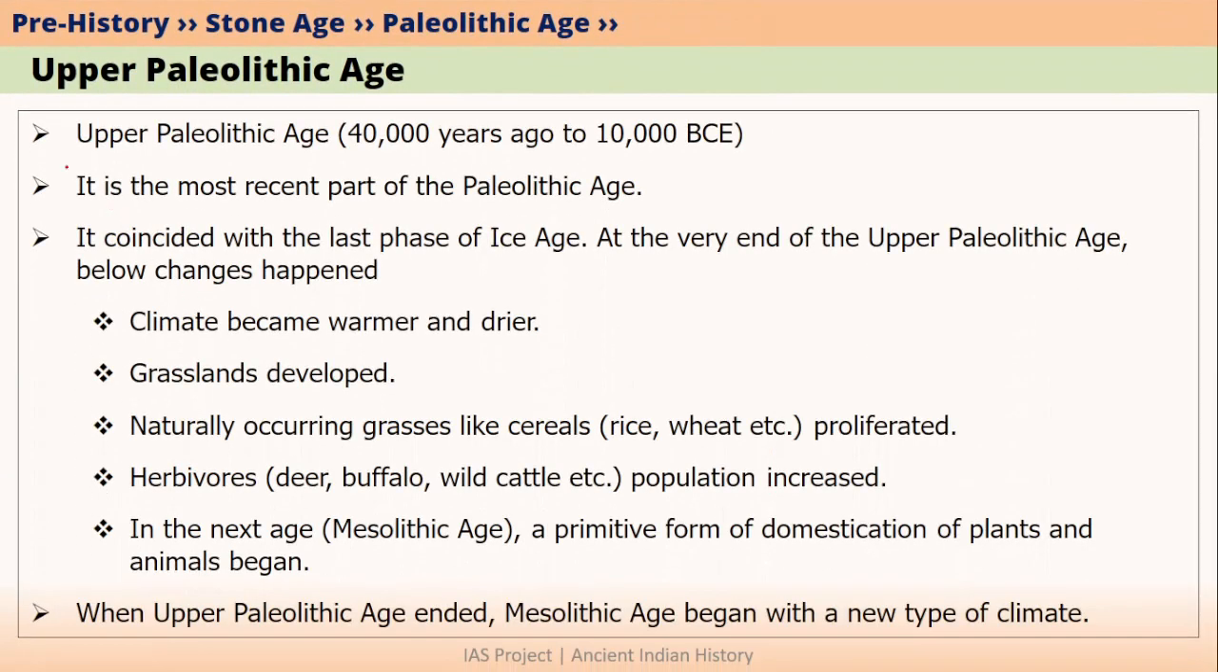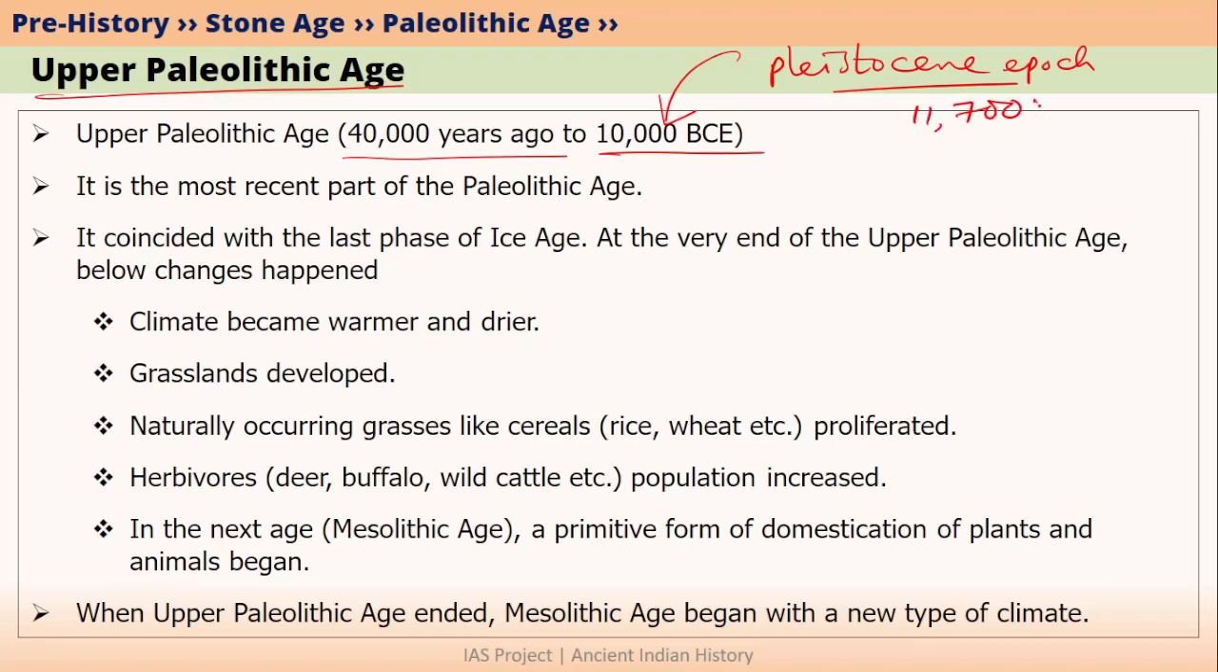The last part of the Paleolithic age was the Upper Paleolithic age. Upper Paleolithic age started somewhere around 40,000 years ago and it lasted up to 10,000 BCE. Therefore, this ending part coincided with the end of the Pleistocene epoch, which is nothing but 11,700 years ago.